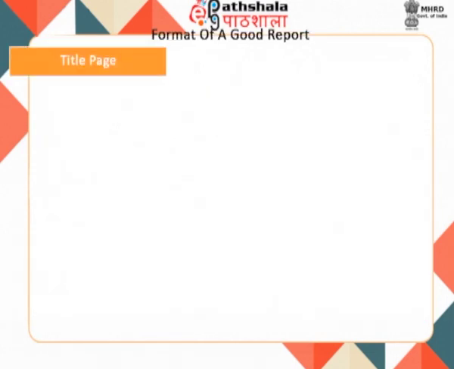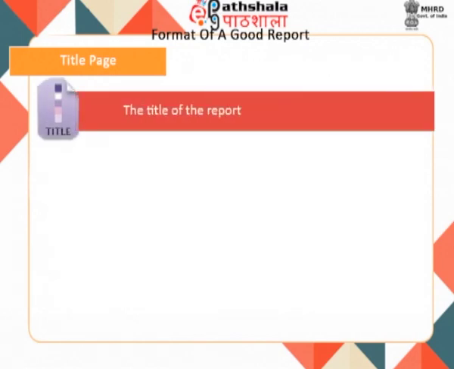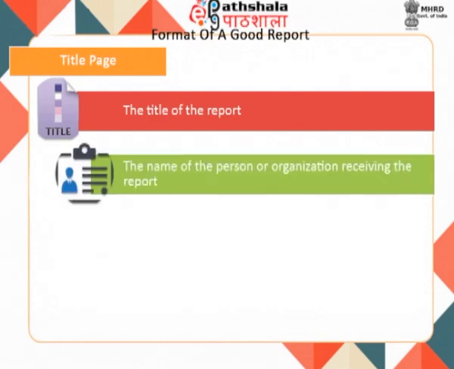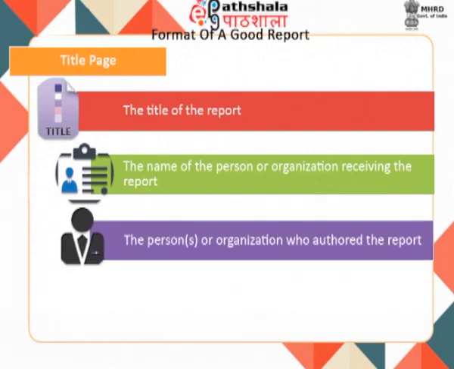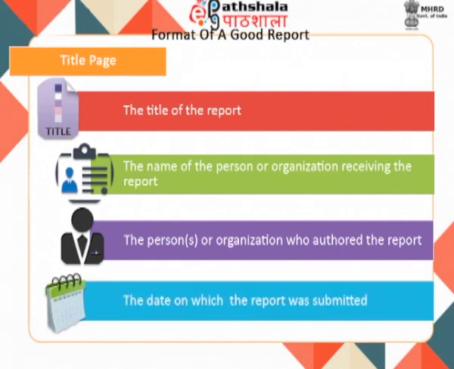The title page generally has four main pieces of information. Number 1, the title of the report. 2, the name of the person or organization receiving the report. 3, the person or persons or organization who authored the report. 4, the date on which the report was submitted.